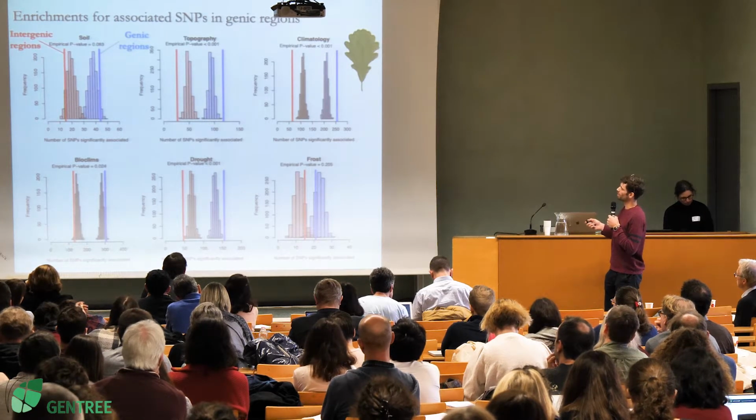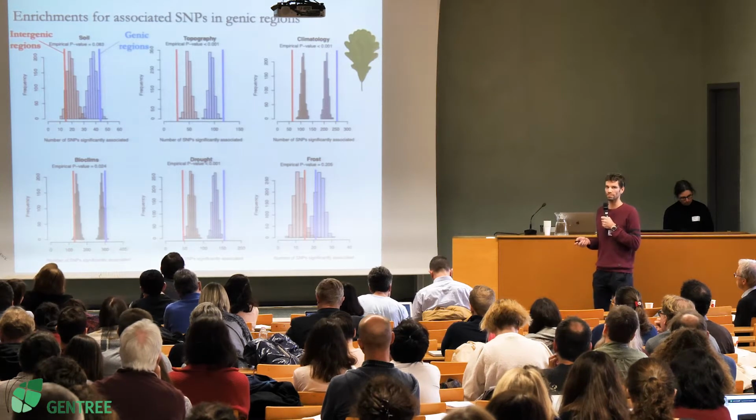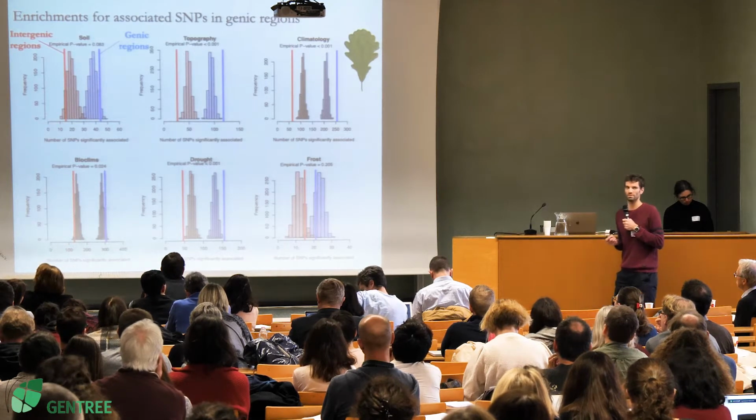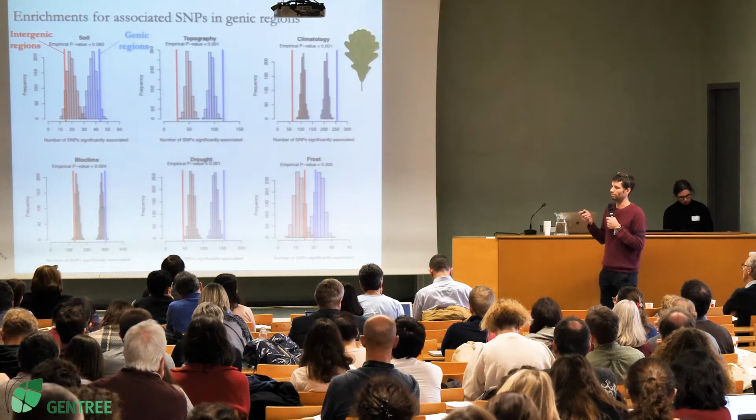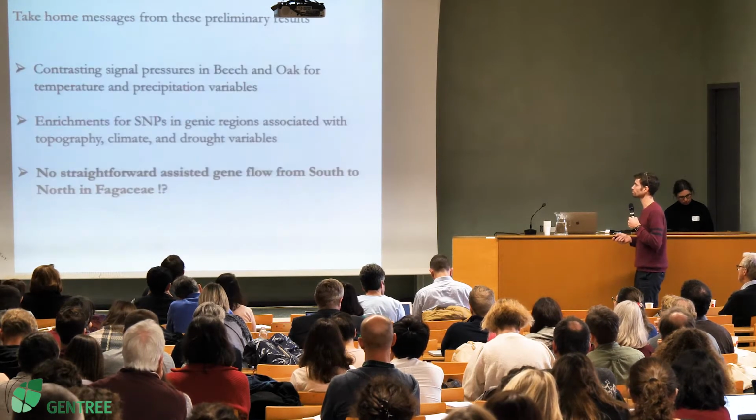But for topography, climatology, bioclim, and drought, it seems that there is some force going on, and we have more SNPs falling in the genic space, which is quite interesting. And now we want to know what are those genes that are under this environmental selection.